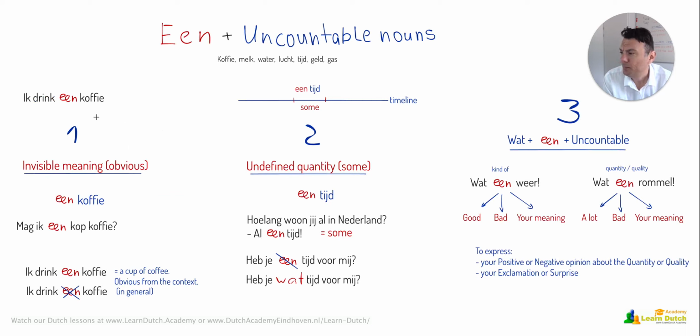Ik drink een koffie. What is the meaning of this? Now, there's an invisible meaning inside een. It's obvious from the context that you're talking about een kop koffie. Ik drink een koffie. A cup of coffee. It's obvious from the context. Ik drink koffie, without an article, with invisible een, means I drink coffee in general. I do like coffee and I drink it.